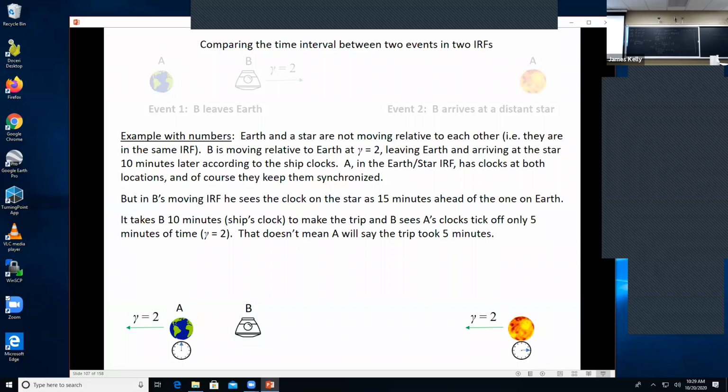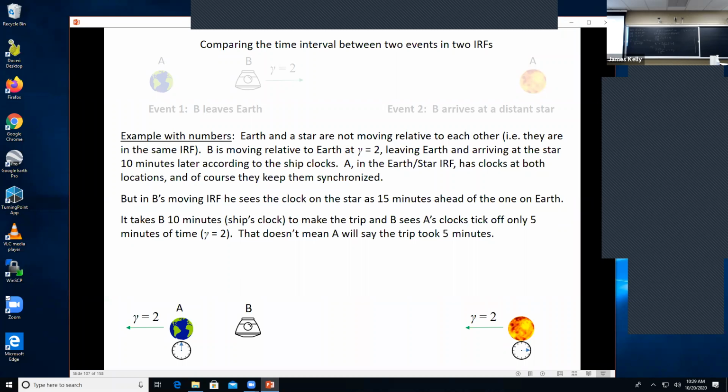Okay? Now, in B, it takes 10 minutes for B to get from Earth to the star. Okay? And B still sees those clocks running slowly, so they only tick off 5 minutes of time because they're going at gamma equals 2, right? If B observes it taking 10 minutes to get there, they see the Earth clocks as moving at gamma equals 2, so they're only going to experience 5 minutes of time elapsing during that time. That doesn't mean that A is going to say the trip took 5 minutes, right?